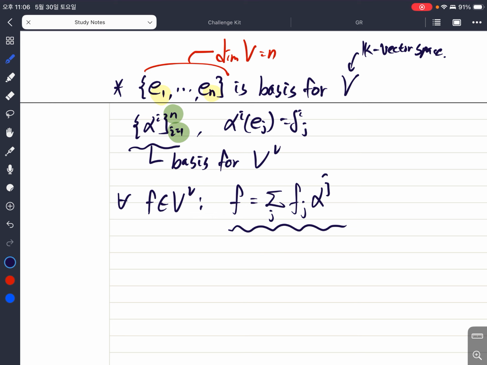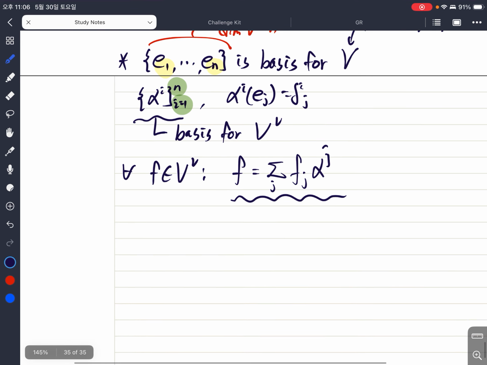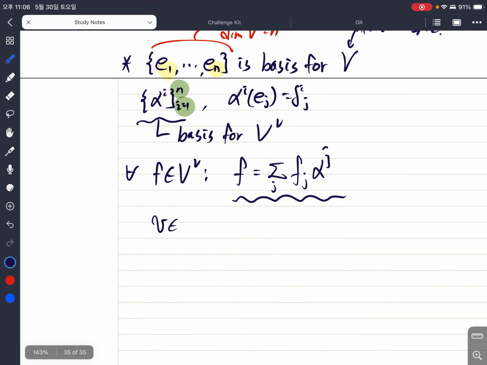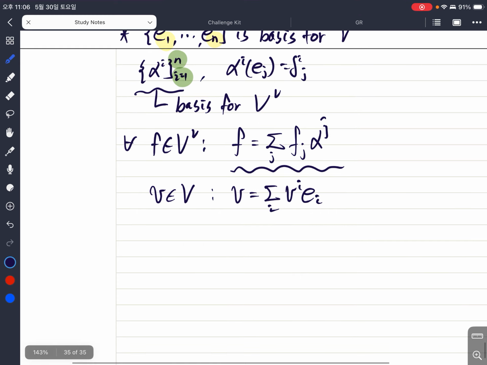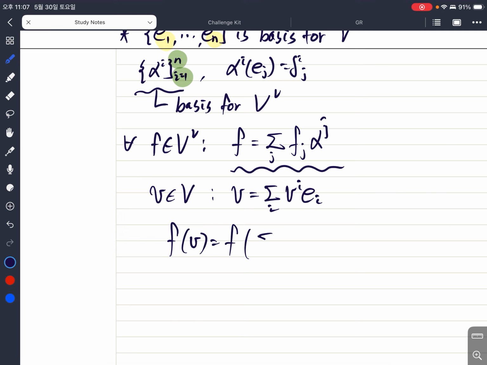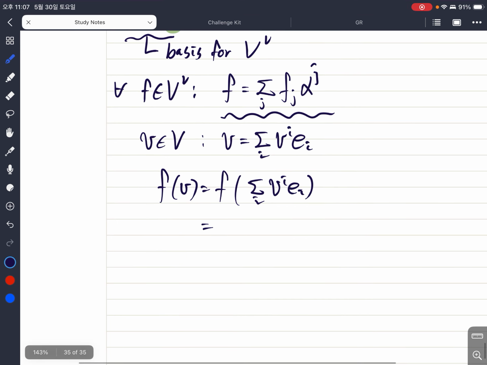So let us assume some v in V. Then because e is a basis for V, we have a linear expansion, sum of v^i e_i. Then f(v) is f inside the sum of v^i e_i. But because it is a linear map, it is the sum of v^i f(e_i).